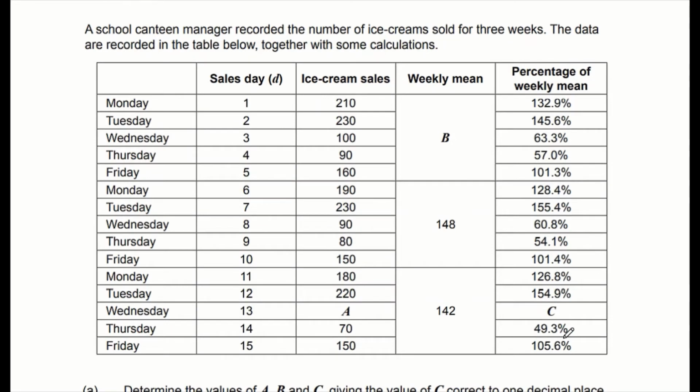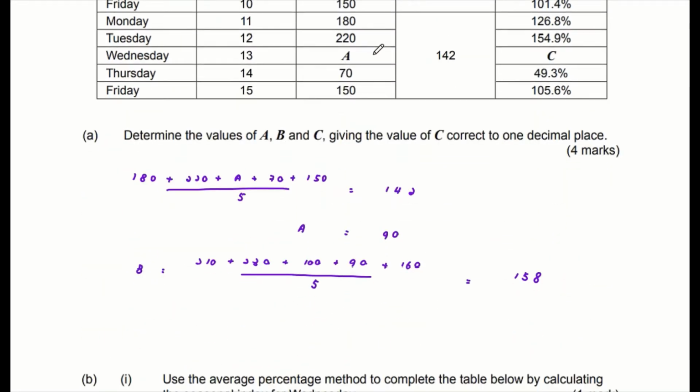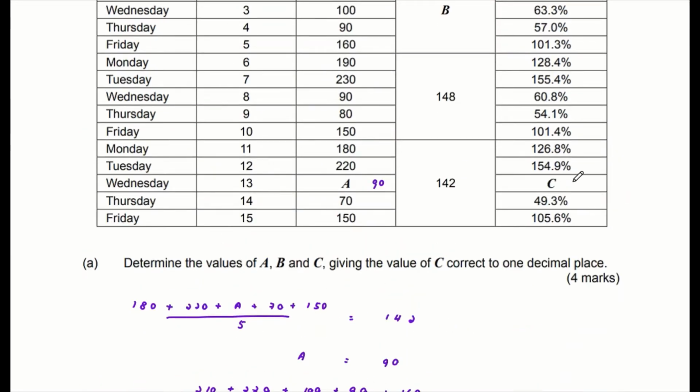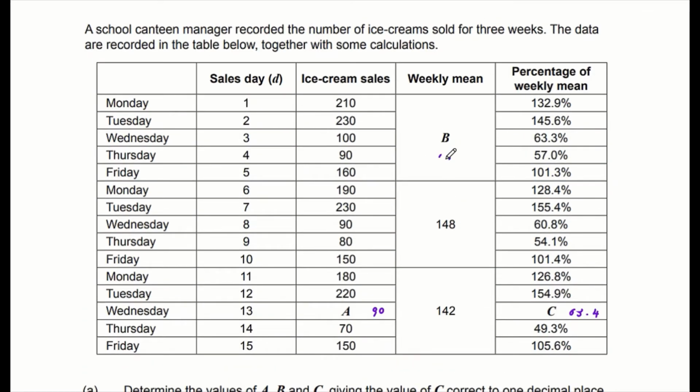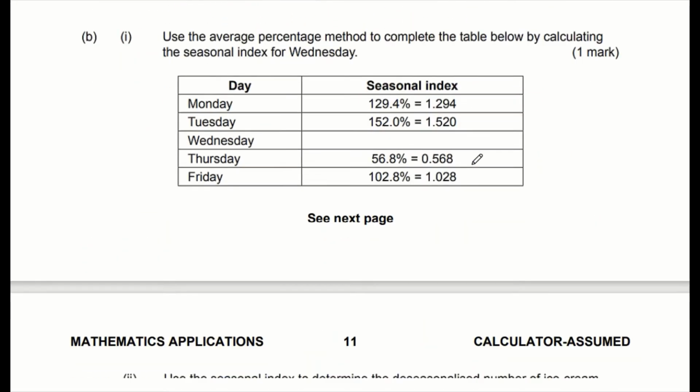So C is the percentage of the weekly mean. After you get A, you divide it by the weekly mean so that you can get the percentage. So C is equal to, in this case, A is 90, so 90 divided by 142 and then multiplied by 100%. From here you are able to get 63.4. Remember only one decimal place, to make this consistent, and also because the question says one decimal place. I'll write down the answer here, 158, for easier use later. Okay, now we will move on to part 2.